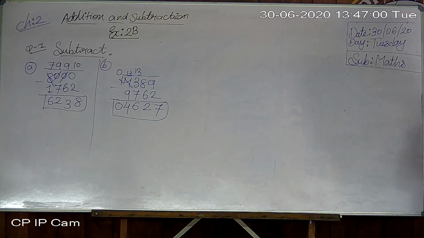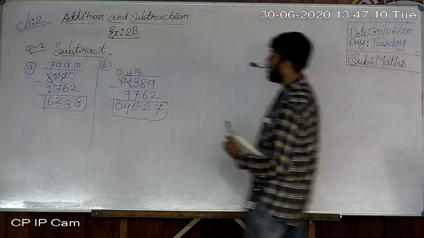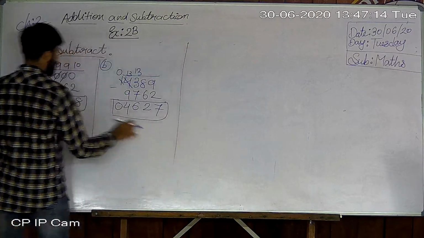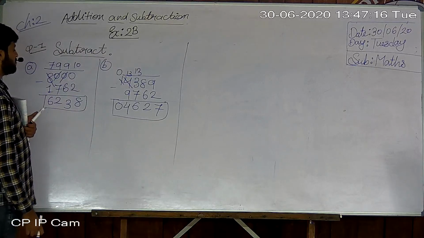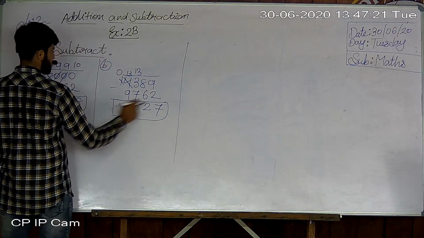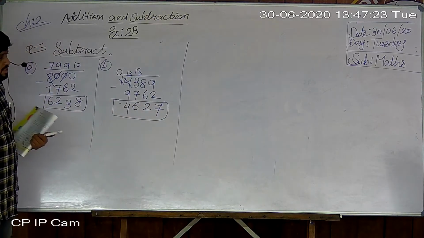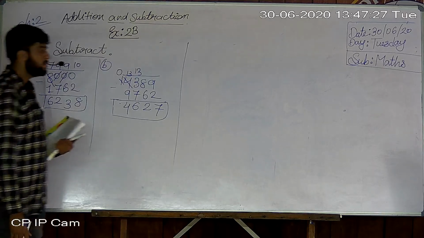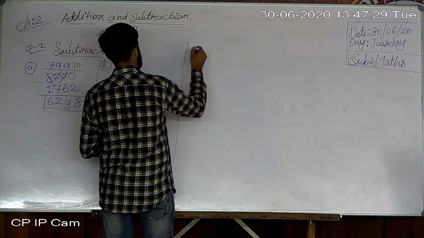And now further, one more thing for you all, students. You have to make a box around every answer. Anyhow, make a box around your answer, because the box highlights your answer and makes your presentation good. Question number C.